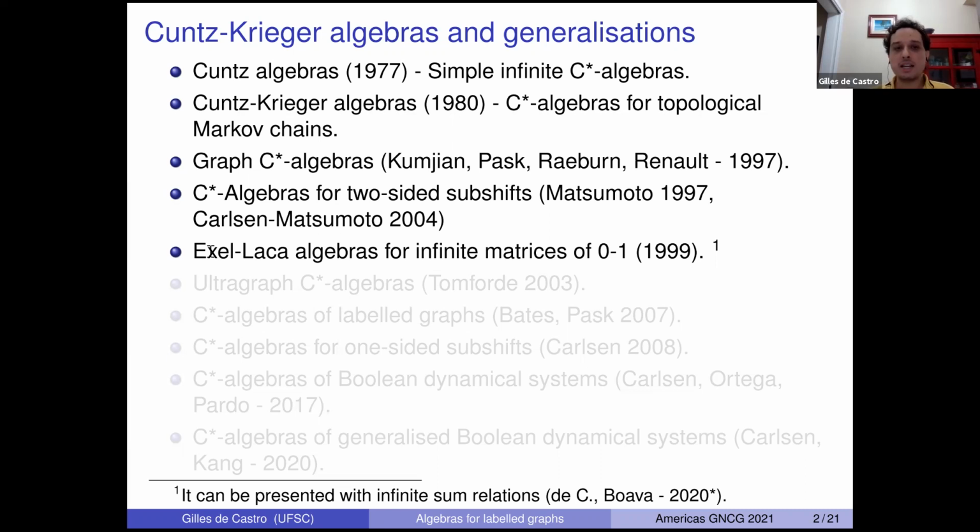And so these two classes of algebras, the graph sister algebras and Exel-Laca algebras, both, in a sense, want to generalize Kunz-Krieger algebras to the infinite setting.